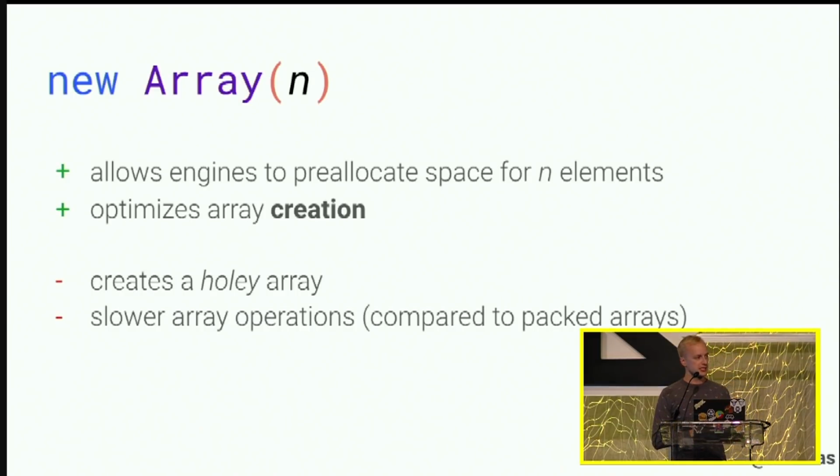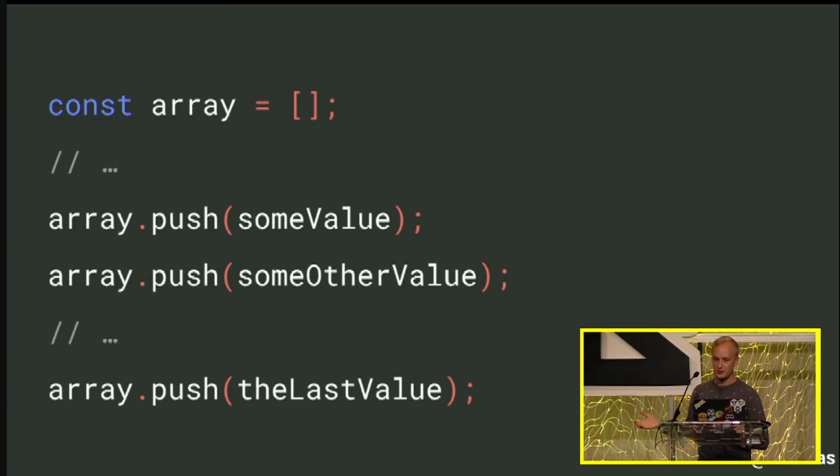When you're using the array constructor like this, JavaScript engines can pre-allocate the space for the correct number of needed elements behind the scenes. And especially for large arrays, this might actually speed up the creation of the array. However, the array will be marked as holey from the beginning, resulting in potentially slower array operations compared to packed arrays. Then we looked at this other pattern where instead you start with an empty array and then you just push all those values to the array to avoid going holey.